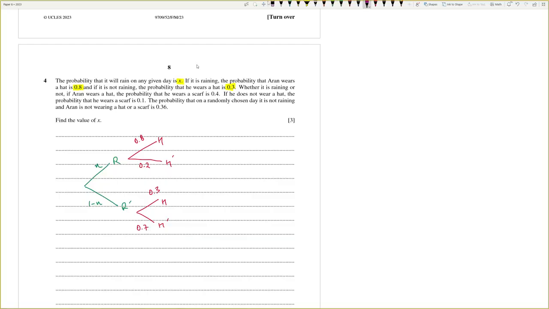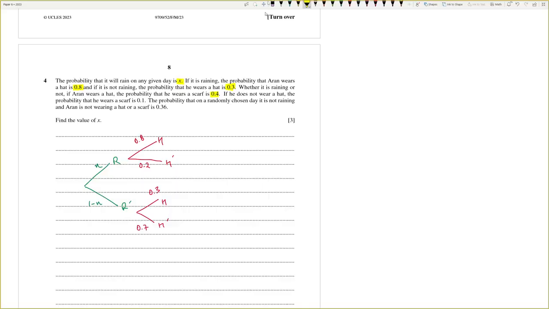Now what next? Whether it is raining or not, so it applies to both scenarios, the probability that he wears a scarf is 0.4. This is valid for all cases. And if he does not wear a hat, the probability that he wears a scarf is 0.1.